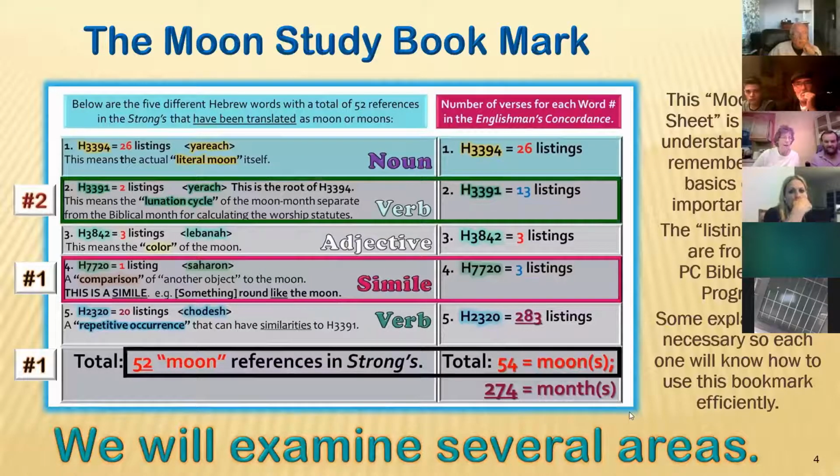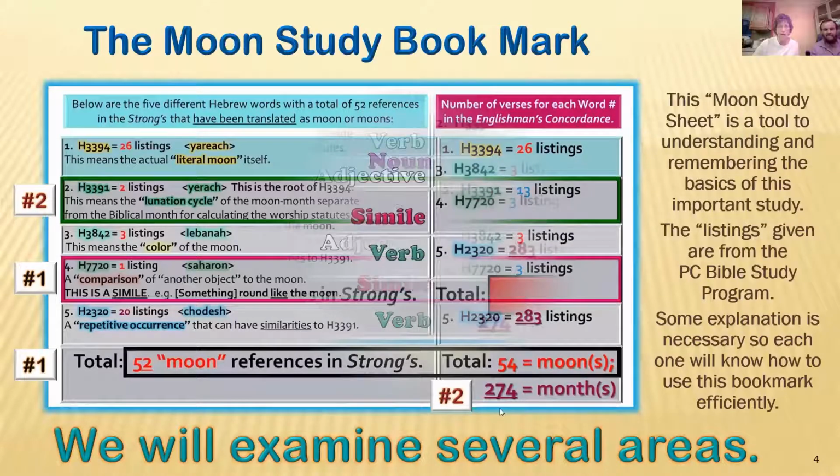Then the second, these look like kind of discrepancies. I'm going to call them discrepancies, but they're really not. This is the second part that we're going to look at with the 3391 Yarak. And that is going to work together with this number down here, this 274, that is talking about months. Okay? So we're going to do this step by step, and I hope that it's clear for everybody.